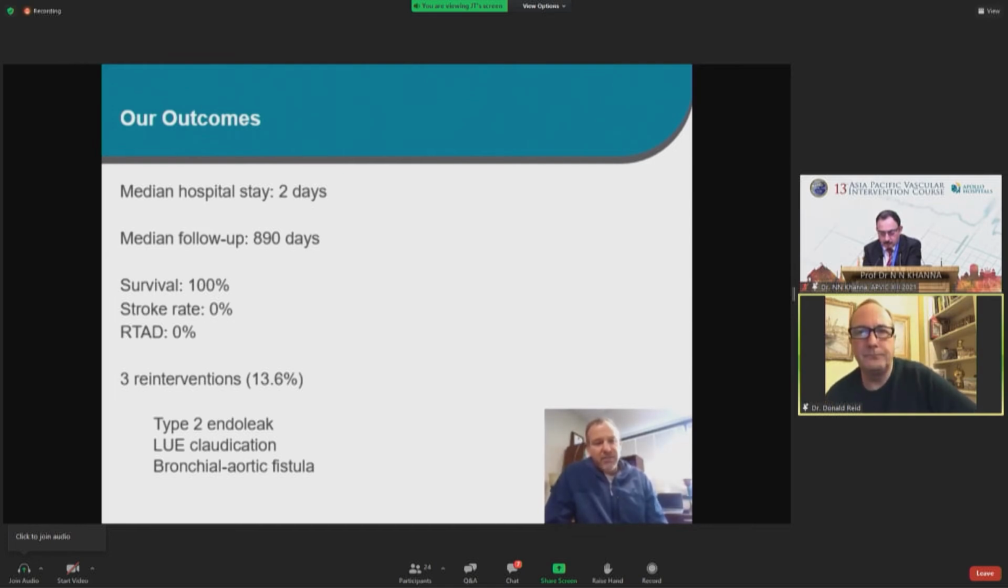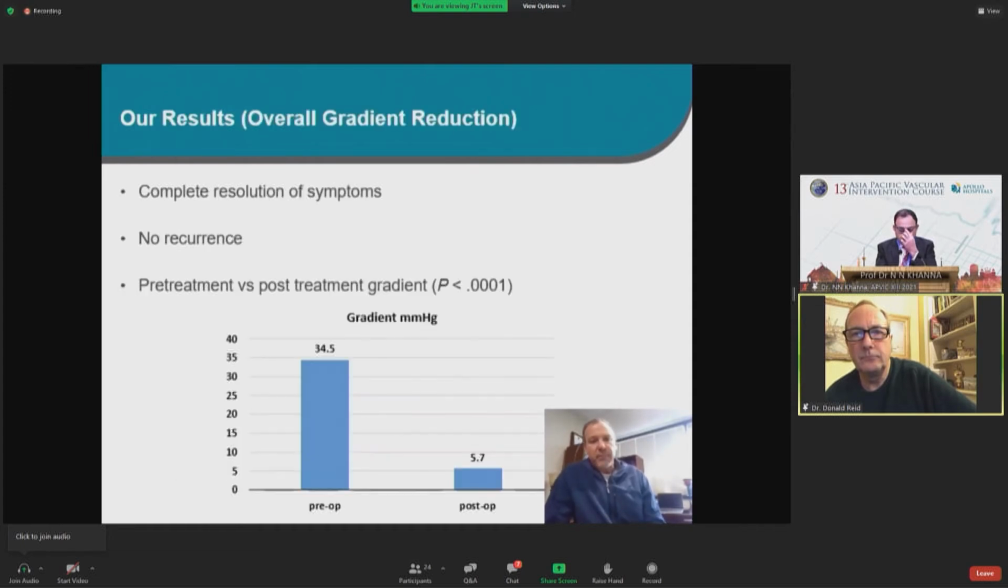Reintervention rates you can see here, some for access-related complications, and then one with an endoleak. You can see here that we've got very good results, both intraoperatively and then long-term. But again, here we've got complete resolution of symptoms in all patients with no recurrence. Pre-treatment gradient was markedly reduced right at the end of the procedure, roughly about 35 pre-procedure going in and about 5.7 at the end of the procedure.